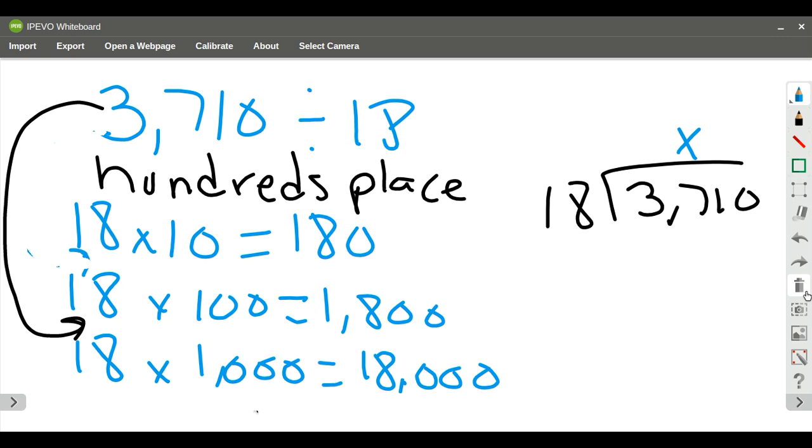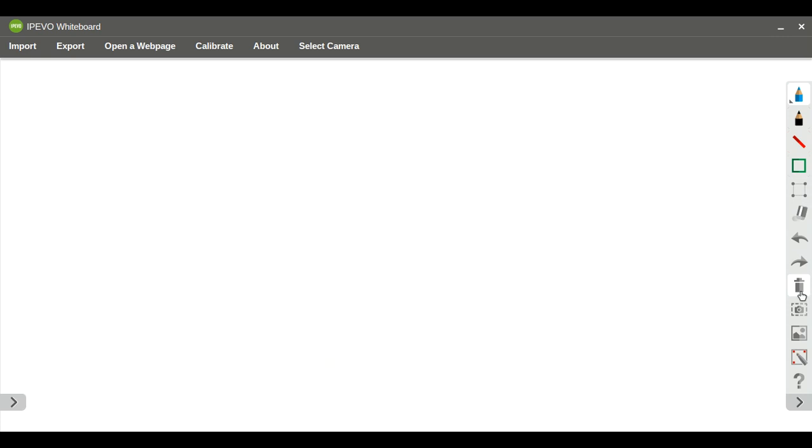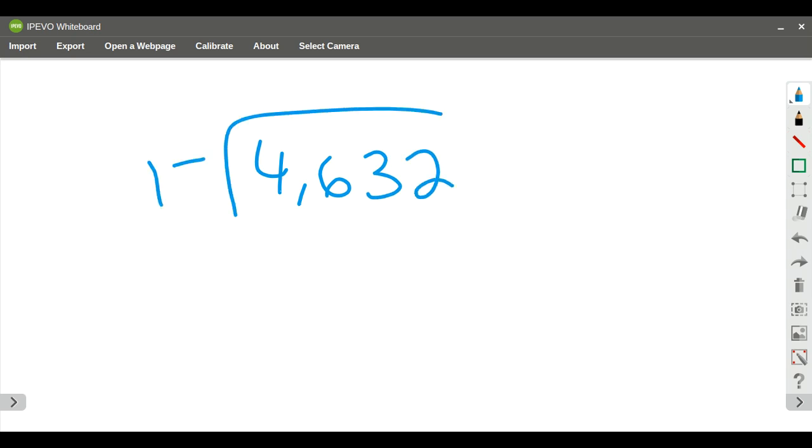If we take a look at the next one, I'm not doing any multiplication. I'm not doing any division. So I have 4,632. This one I'm just going to use my number sense so you guys can see that one.